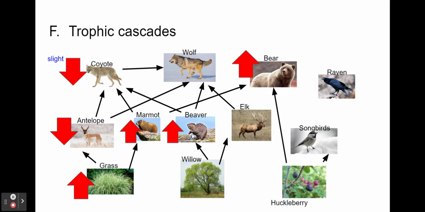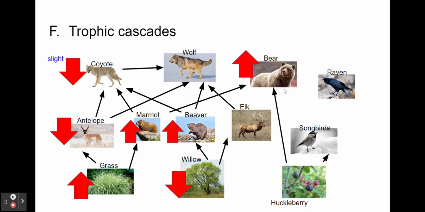If our beaver population increases, well, they normally eat willows. More beavers means fewer willows, as those willows get eaten by the increased beaver population. And we can keep going throughout our whole food web, but we're going to stop it there.